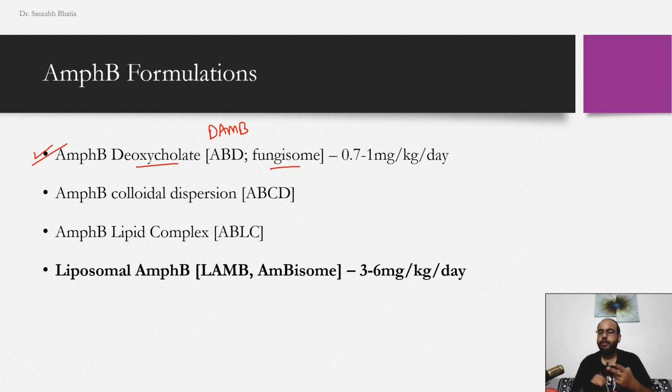That's very important. Never mention the trade name. Always mention the constituents. So these are rough doses. Of course, doses will change depending on the indication, 0.7 to 1 mg per kg per day.